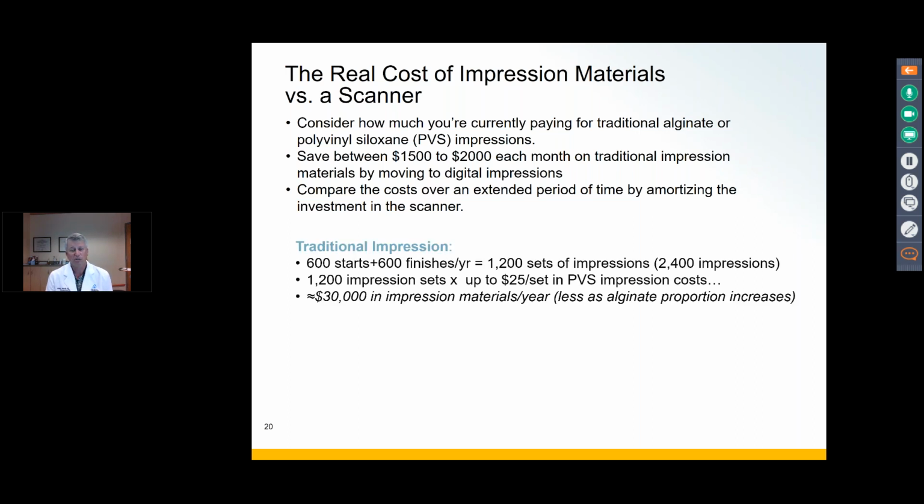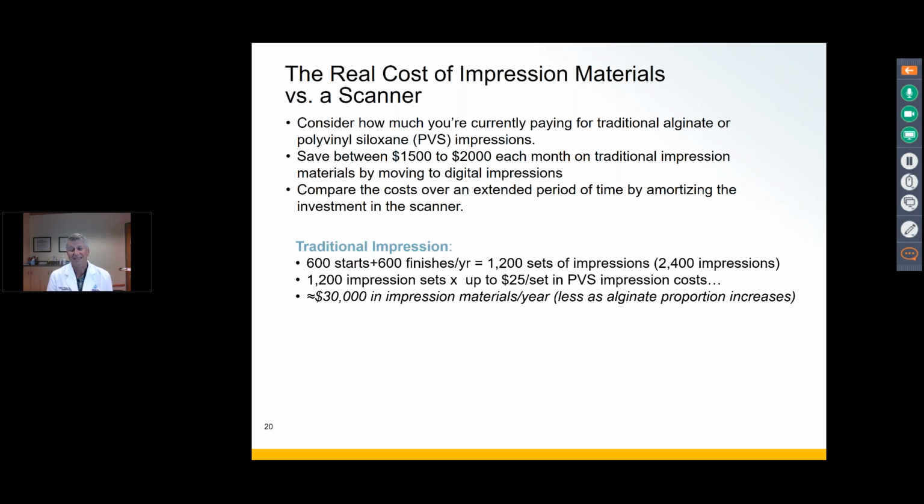Looking first at traditional impressions, if you have 600 starts or 600 cases that you're going to take before and after models on, well, that's 1,200 sets of models or 2,400 impressions. Now, in a year, that's a busy year. That's a lot of material.